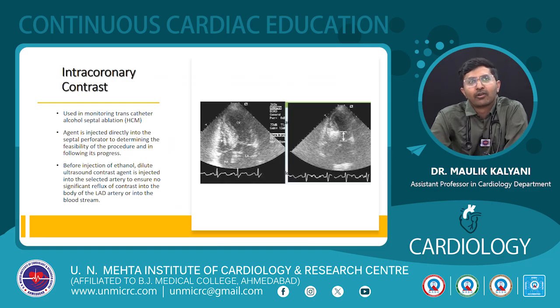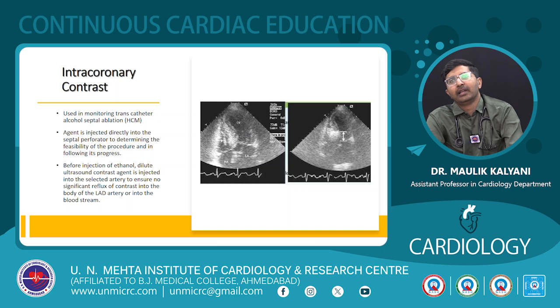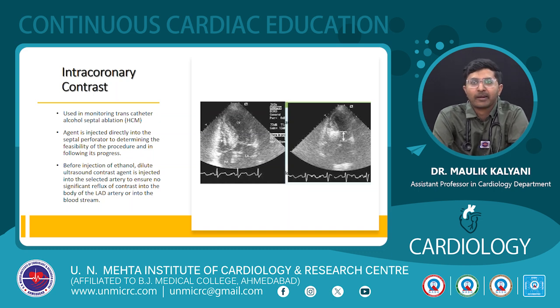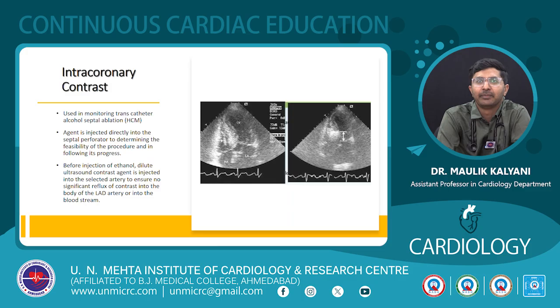The next is intracoronary contrast. This is very useful when we are thinking of septal ablation in HOCM. Before doing the alcohol septal ablation, once we have identified the septal branch for ablation, we insert the contrast, and this contrast should be seen on the echo in the area we target for ablation. Then and only then is the alcohol, the ethanol, injected into that septal.